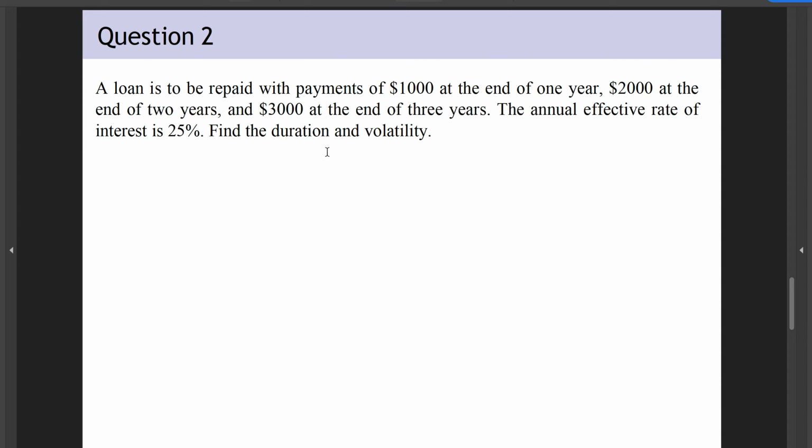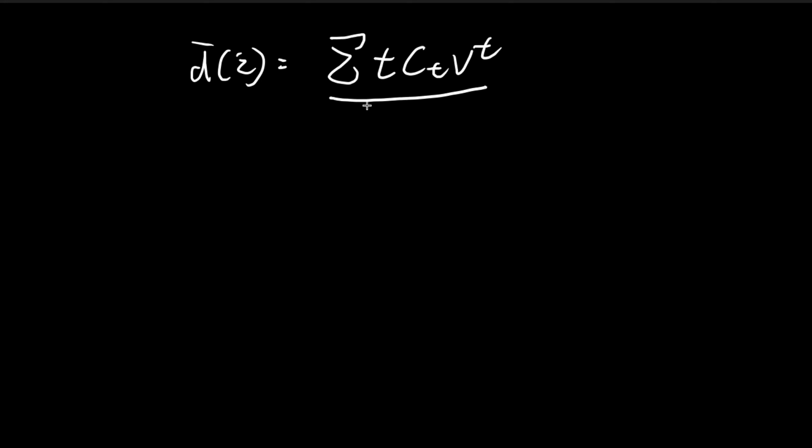Now question 2 is really easy. All you have to do is just apply the definition of duration and volatility directly. So as always, just remind yourself what the definition is. Time times the cash flow, and then you discount it back to time 0. And then the denominator, you have the total present value.